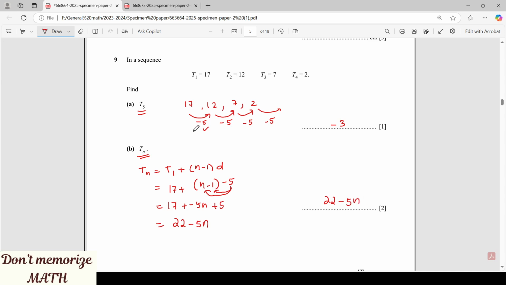Otherwise, you have one more formula, dn plus a minus d. Here d is minus 5, so minus 5n plus a minus d. A means the first term, which is 17, minus d, which is negative 5. So you will get negative 5n plus 22. Whichever method you already know, use the same method. So that's all. The final answer is 22 minus 5n.